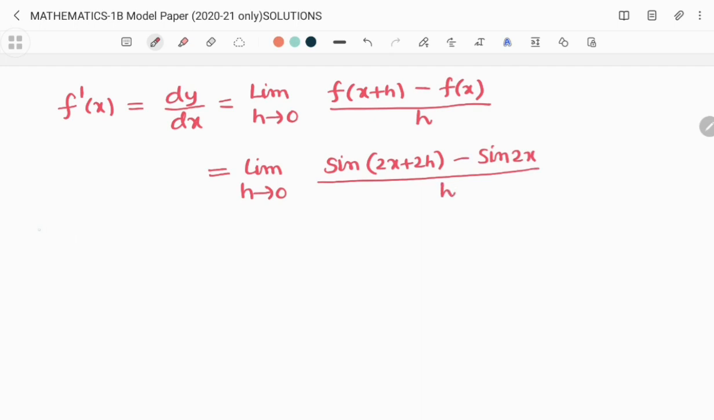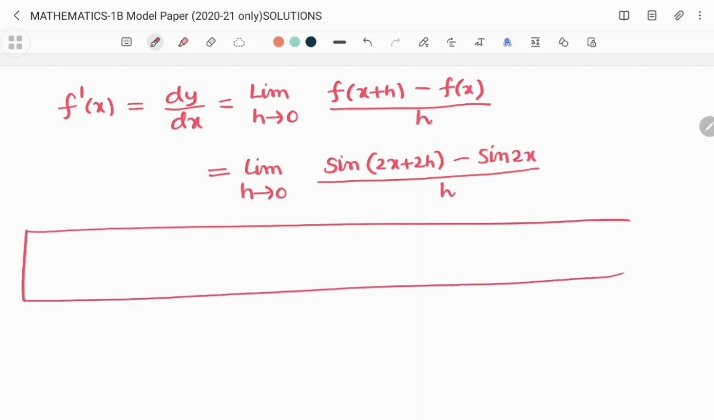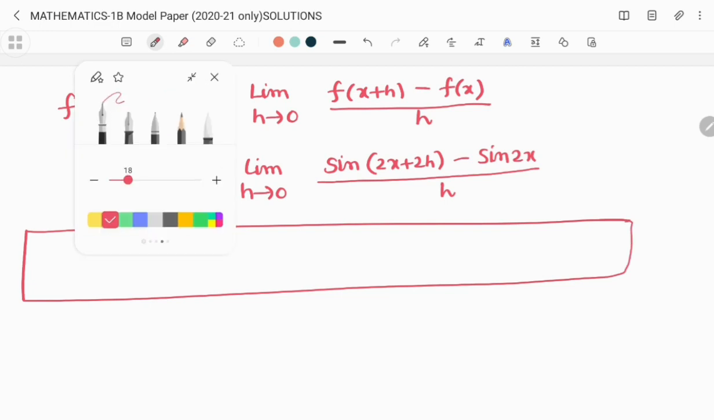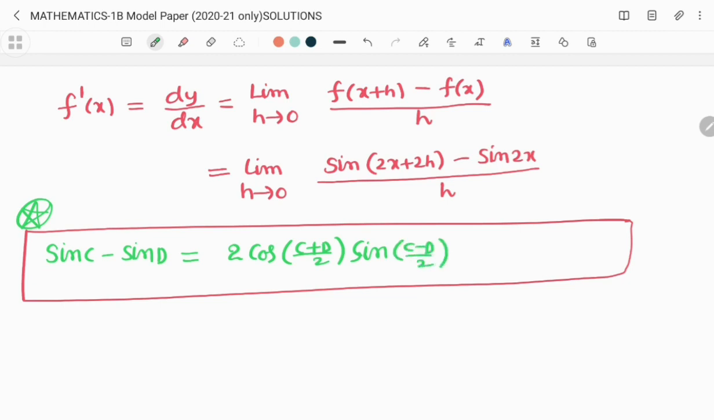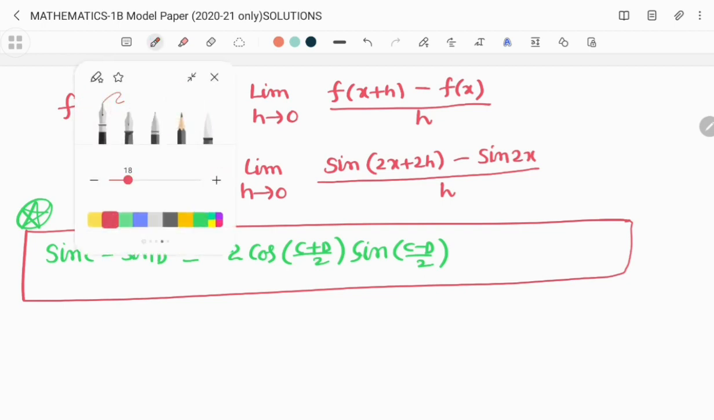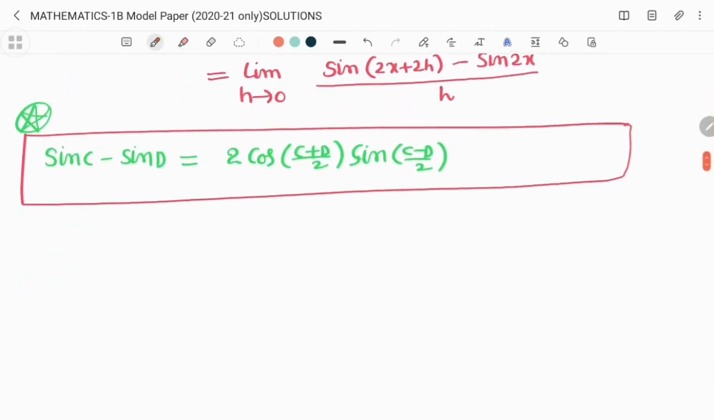In the numerator, we are going to apply trigonometry applications: sin c minus sin d. What is the formula for sin c minus sin d? 2 cos of (c plus d) by 2, sin of (c minus d) by 2. This is the formula you have to apply. So the numerator value will become, so this is c, this is d.